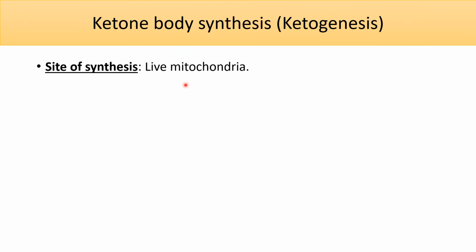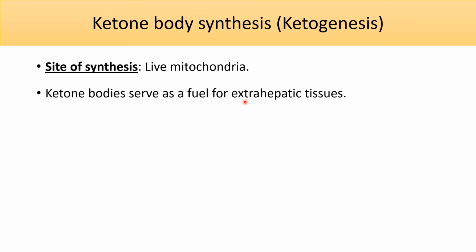So why is it produced? Ketone bodies are produced as an alternate source of energy for all the extrahepatic tissue. So why only for extrahepatic tissue? Why not for the liver? Because the liver has the enzyme only to produce ketone bodies. It does not have the enzyme to break down the ketone body to obtain energy from it. So the liver is involved only in ketone body synthesis. It cannot utilize energy from the ketone body.